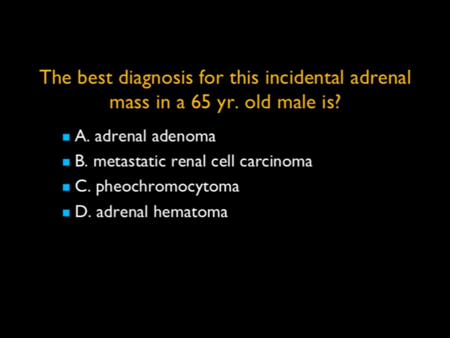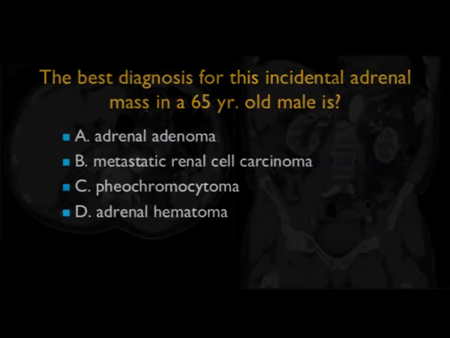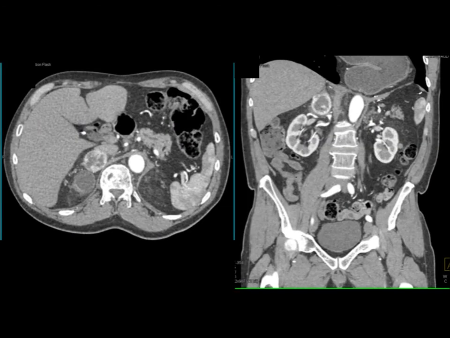This is an interesting case, incidental adrenal mass, and you can see from the axial and coronal views, the patient has a vascular adrenal mass. Now, if this patient had renal cell carcinoma, I would consider it metastasis, but it's very vascular, and the only thing you could think about is a pheochromocytoma. Adenomas are not this vascular, hematomas not this bright.